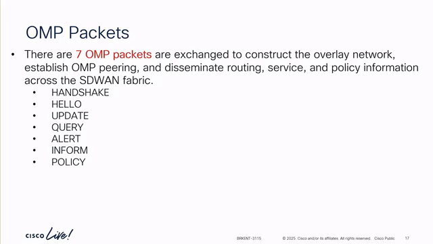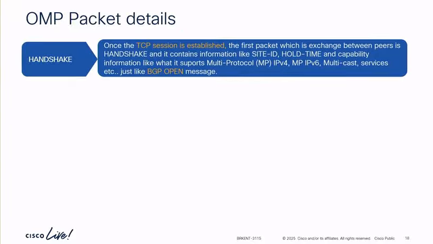So now the OMP protocol has 7 packets which are used to carry the routes, TLOCs, services, and policies information. We're going to go through each of these packets, how it is exchanged, and what information it carries to build up the OMP peering. So the first packet which is exchanged is the handshake.